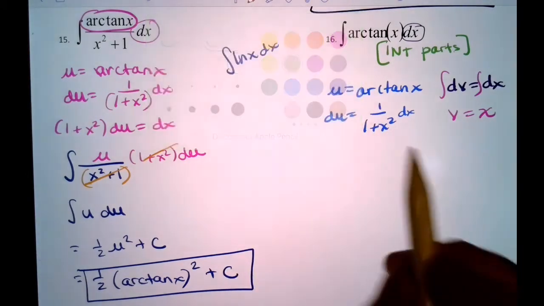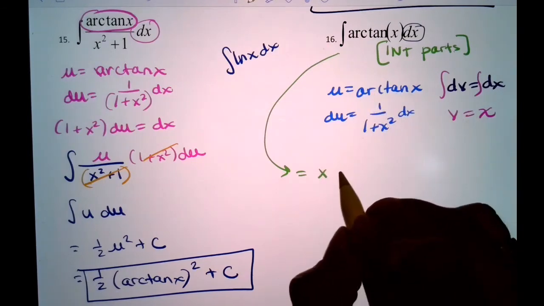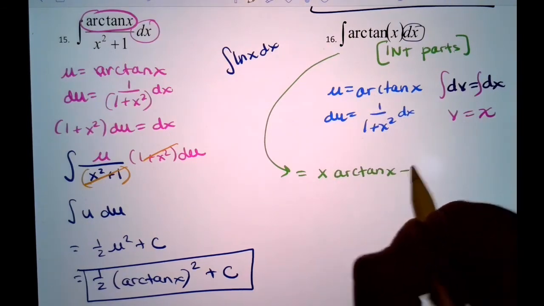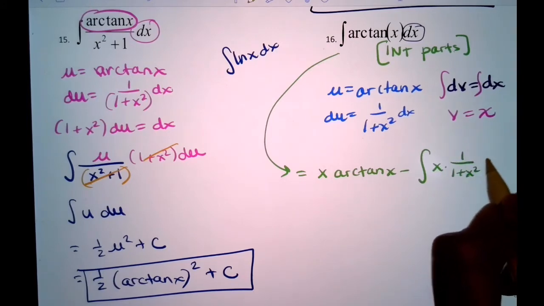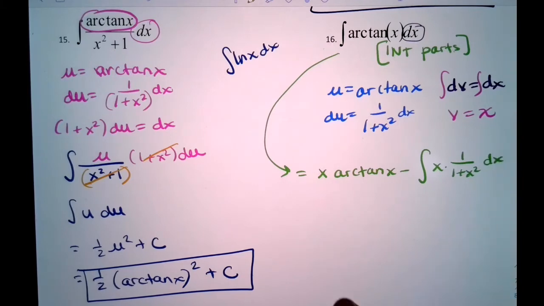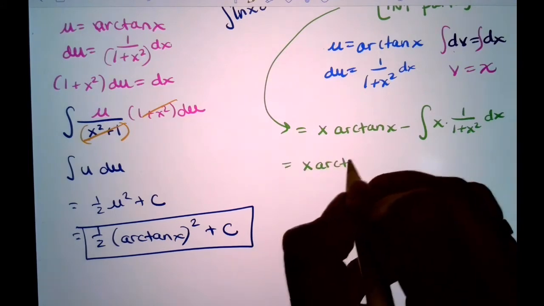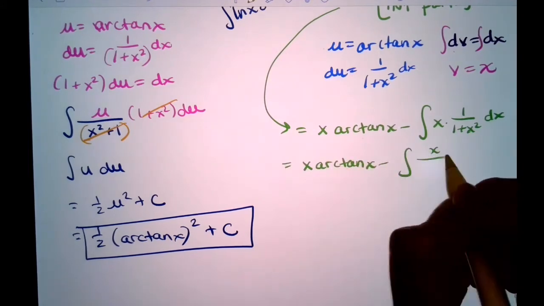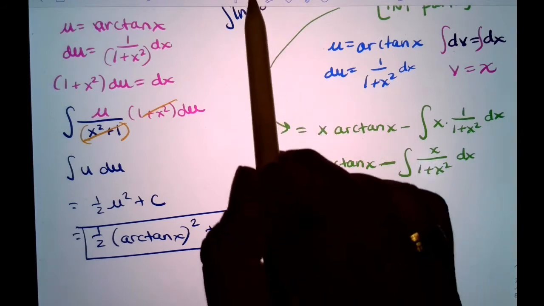I'm going to come in here and write what the answer is using integration by parts. Of course, it's u times v. I'm just going to put the x in front, minus the integral of v du. Let's write this a different way. So here I have part of my antiderivative, x times arctan of x. And here's the other part that is to be determined, right? Can I handle this integral? And the answer is, of course you can.